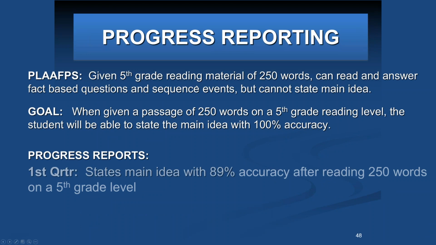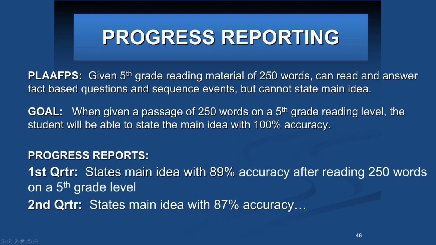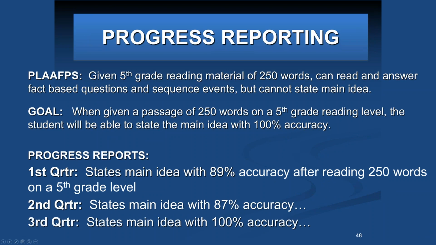What it looks like in the IEP will be very similar to this. We've done around present levels of performance, the goals, and the progress reports. And they'll look like this. Main idea, 89% after reading 250 words. Then it'll be, and I've cut the wording down, main idea with 87%. Okay, it fluctuated. 3rd quarter, main idea with 100% accuracy. I have a running tally of what's going on. I have a really good idea how well my child's doing in school. You need to know that. So do the school personnel.